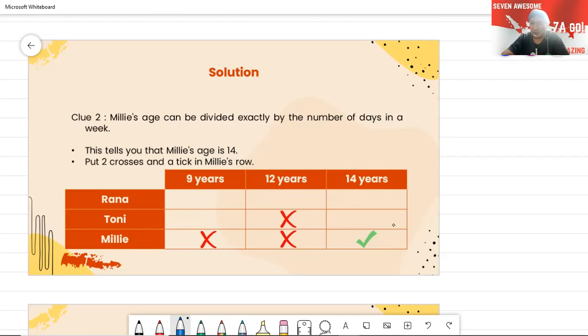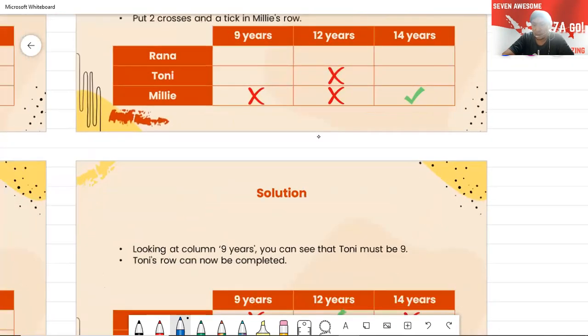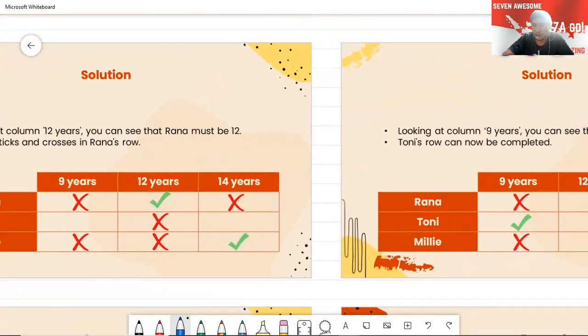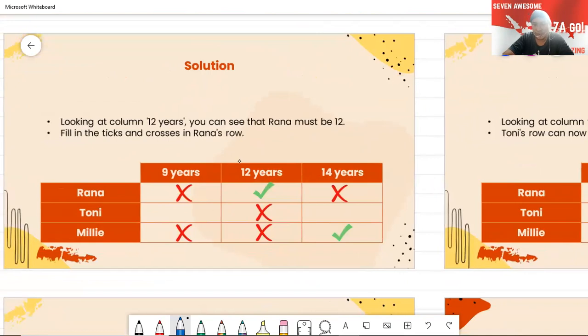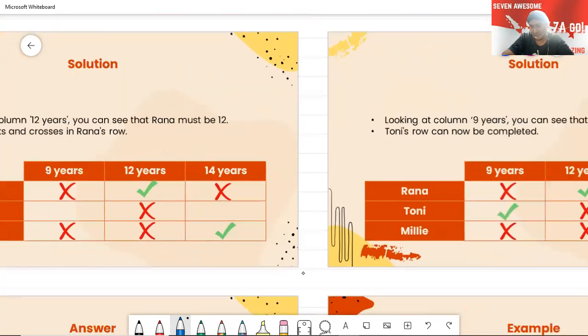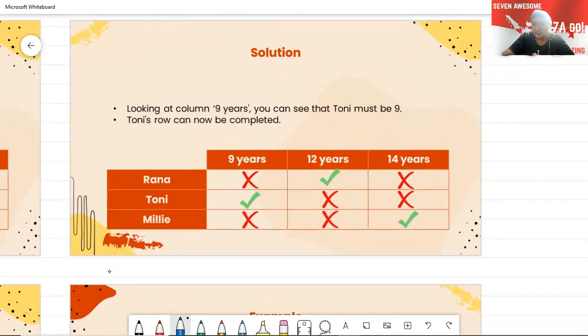Now, in this case, we may deduce that it is impossible for Millie to be 9 years and also 12 years, because it is impossible for a person to have 2 ages. At this step, we found that since Tony is not 12 and Millie is not 12, there's one possibility for who has 12 years. It's Rana.